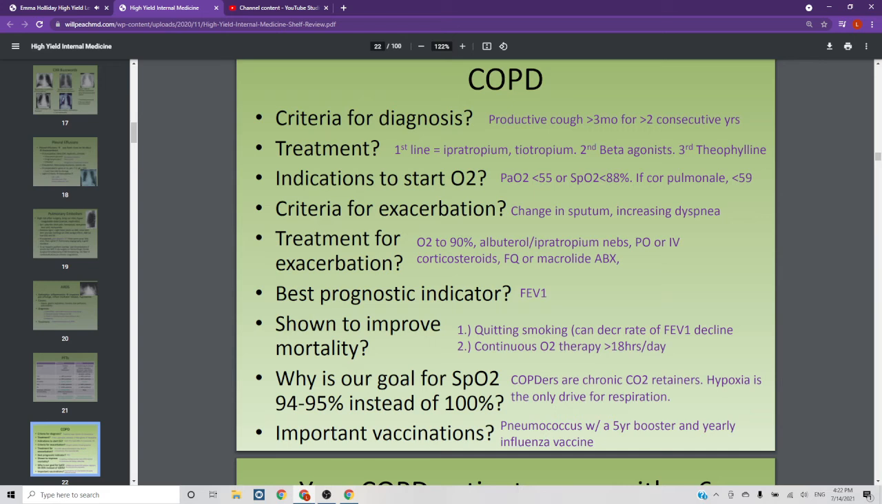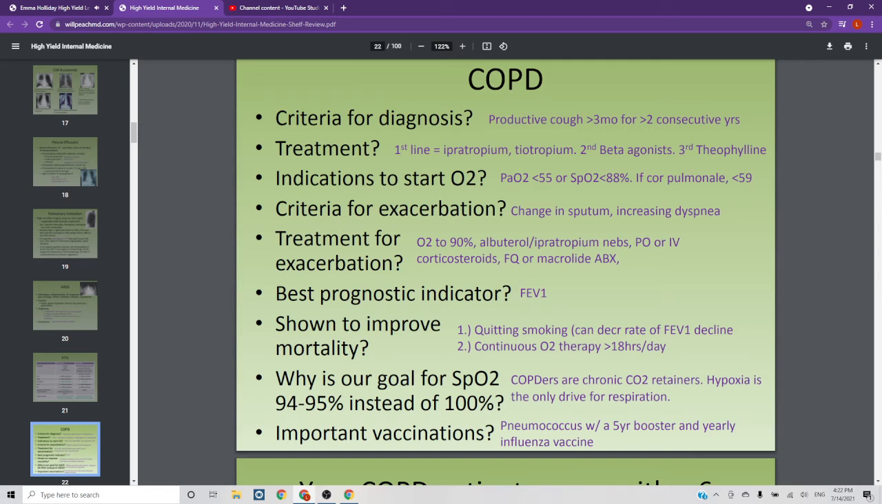Best prognostic indicator. I got this question wrong maybe 2 or 3 times before I finally learned it. So if a COPD patient says, Doc, how long do I have to live? How bad is my COPD? Very good. FEV1. So we do spirometry. FEV1 is the best indicator of prognosis.